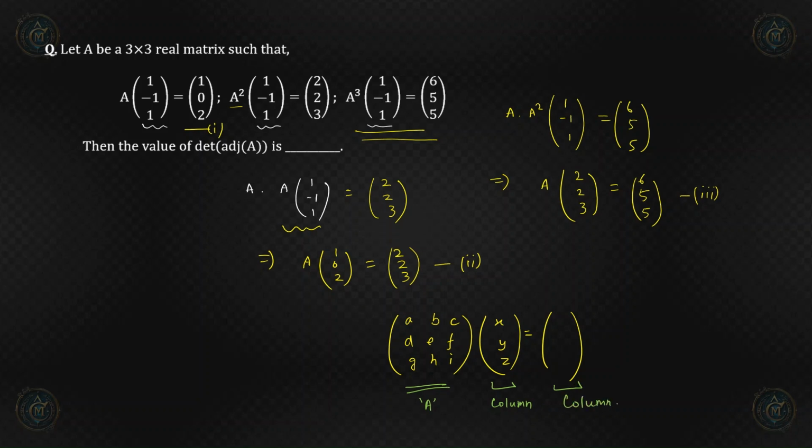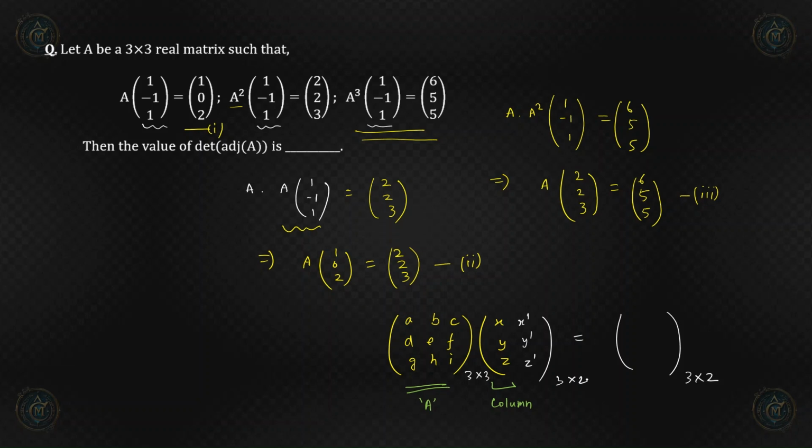Now think about this. If I add another column here, let's add this column. So we have another column in this matrix, which is x dash, y dash, and z dash. So we have this matrix product as a 3 by 2 matrix, right? This is 3 by 3 and this is 3 by 2. That means the order of the product matrix will be 3 by 2, right?